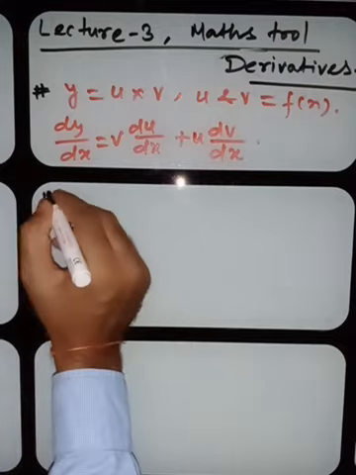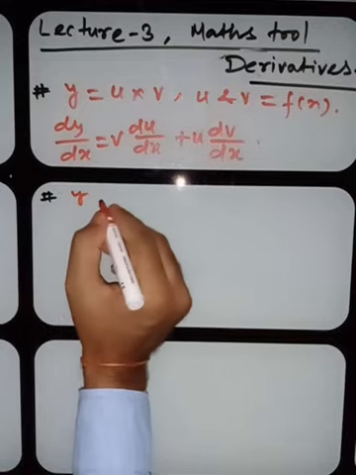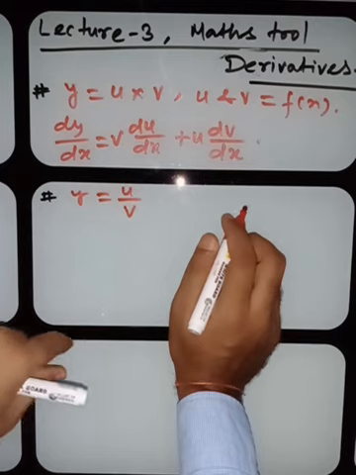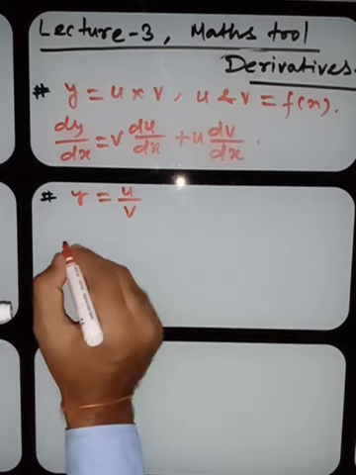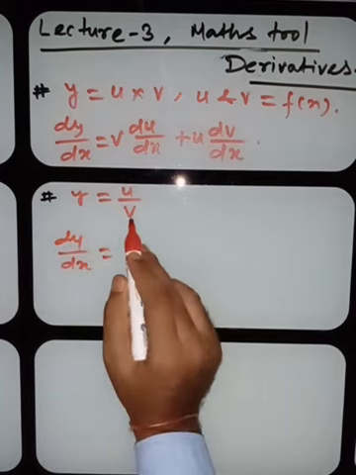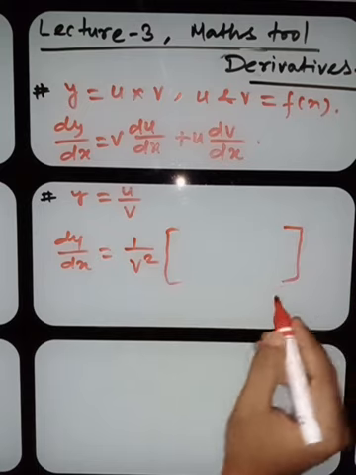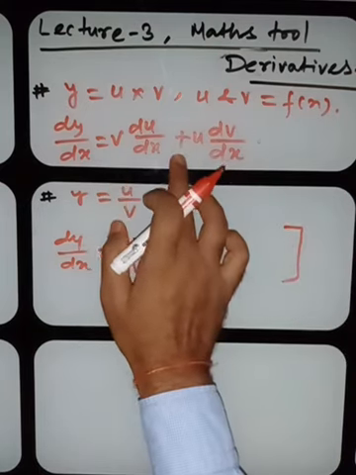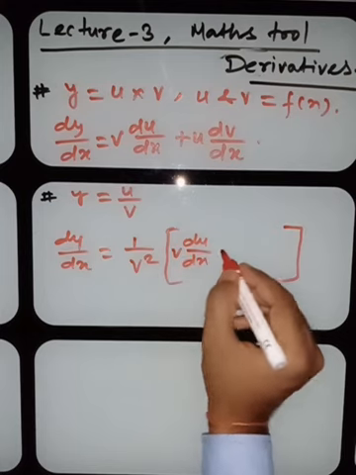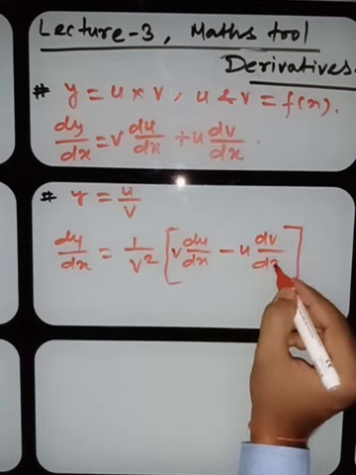The next formula: if any function you have is like y equals u by v, again the condition is u and v both are functions of x. Then how will you differentiate? So here dy by dx will be, this is the formula. Look here carefully, the denominator is v. You will keep this v squared. Now you will write the same formula with a minus only, otherwise all will be the same: v du by dx minus u dv by dx.